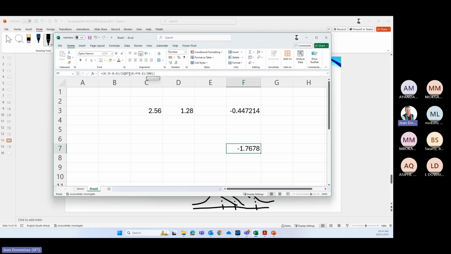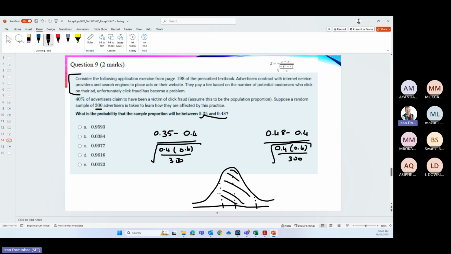divided by the 300. So that gives us minus 1.77. That's how we will need to go on the table. Minus 1.77. Okay, so that is a bit different. It's going to be very small there.